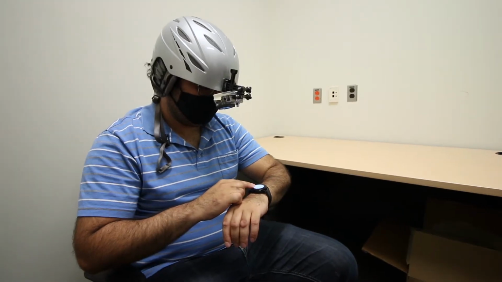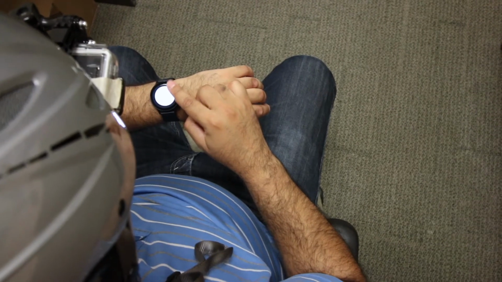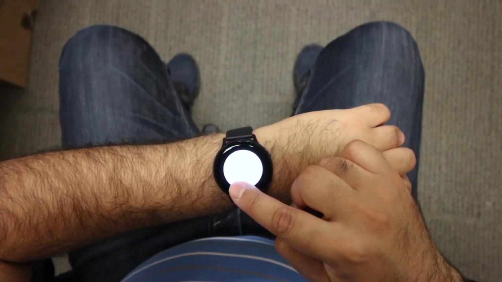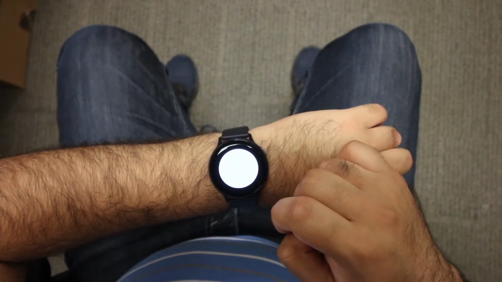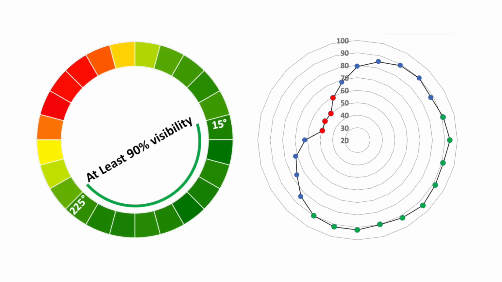In the first user experiment, to document and understand the extent of the screen occlusion problem with the BezelGlide techniques, we quantified the amount of screen occlusion experienced when interacting with the smartwatch bezel. We did this by capturing images of users interacting around the bezel and analyzing the screen occlusion. We found that the areas of the bezel with at least 90% visibility occurred at 225 to 15 degrees.